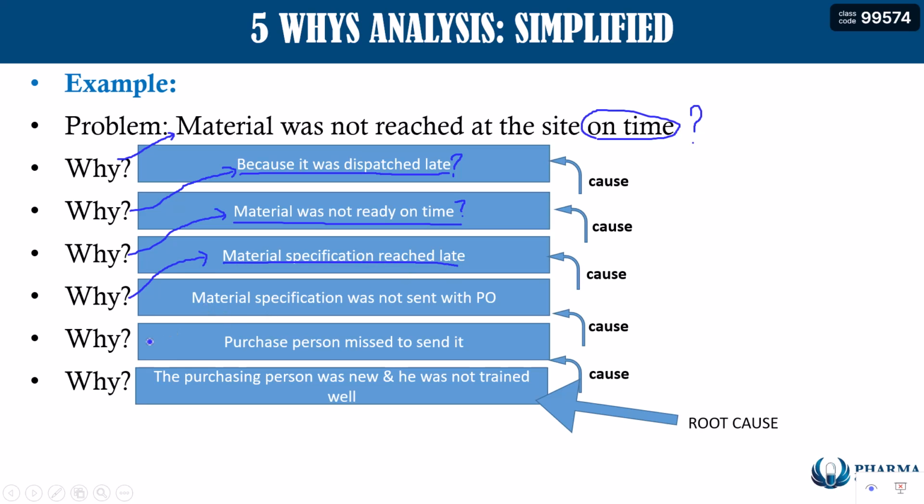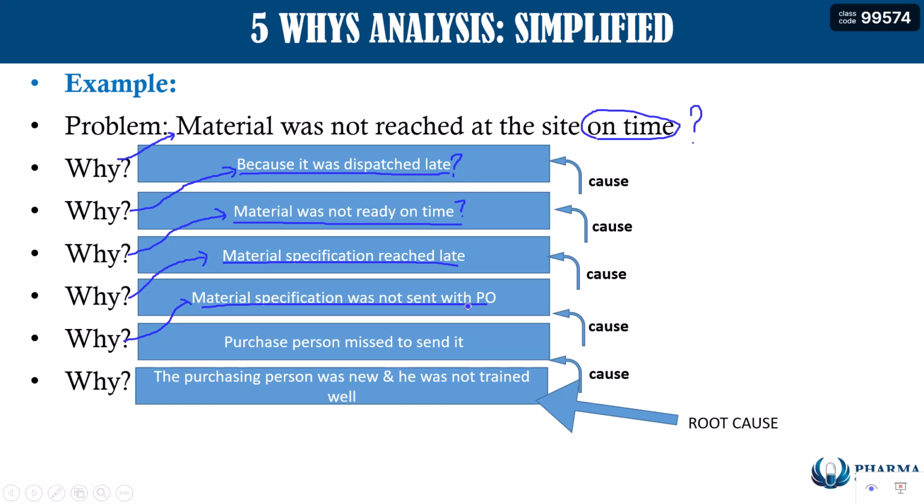Now the next why could be: why was the material specification reached late? Because material specification was not sent along with the PO. Now this is the answer of why material reached late.